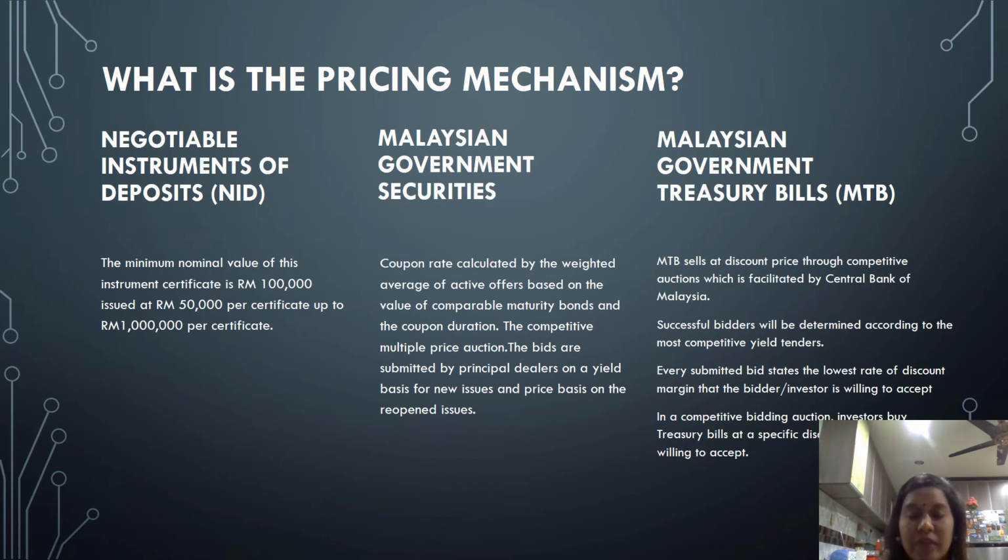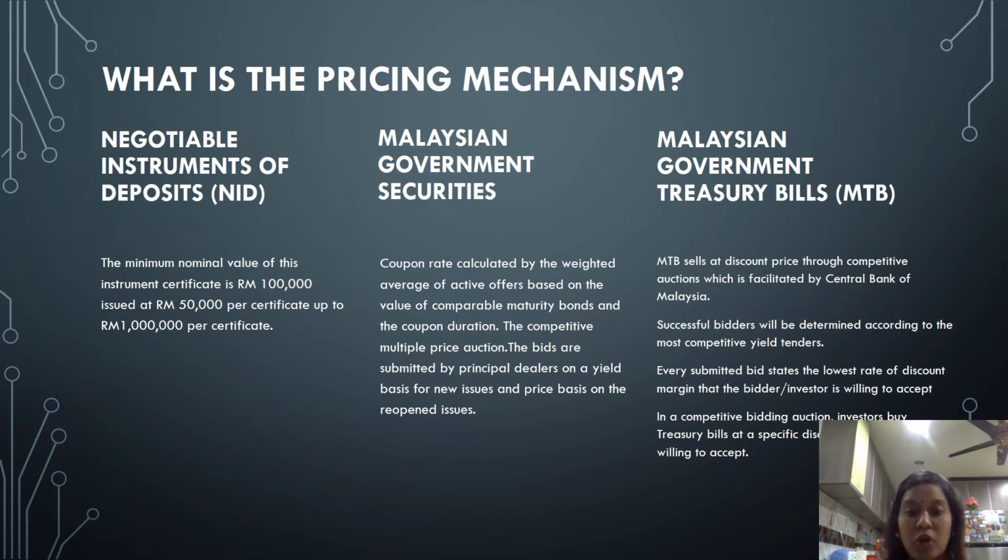Okay, now I would like to explain the pricing mechanism. First of all, the pricing mechanism for negotiable instruments of deposit, NID. The minimum nominal value of this instrument certificate is RM 100,000, issued at RM 50,000 per certificate up to RM 1 million per certificate.